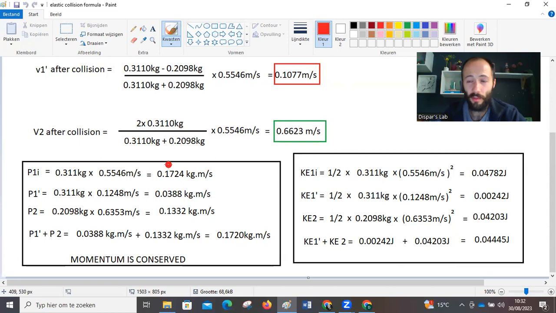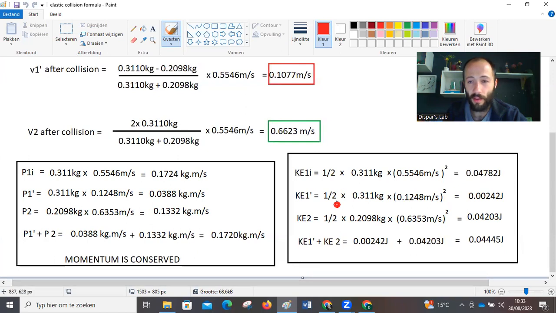The total initial momentum was 0.1724. And when we add the momenta of card 1 and card 2 after collision, we get 0.1720. So really close. Momentum is conserved. It's a really small difference. 0.1720 versus 0.1724. Really good. So momentum is definitely conserved.